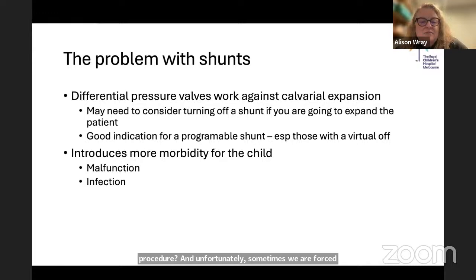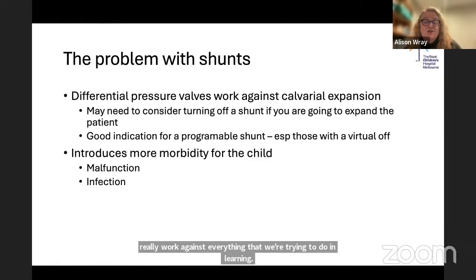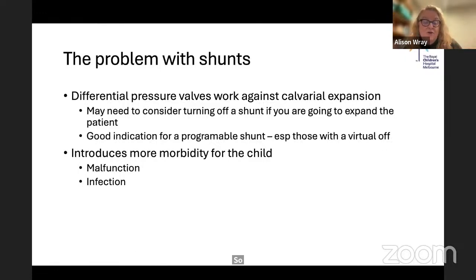So why have I said miserable things about shunts, and why am I very negative about shunts? The main reason is that differential pressure valves really work against everything that we're trying to do in craniosynostosis surgery. So mostly what we're trying to do is expand the calvarium, particularly in syndromic cases. And what a shunt does is that it has negative pressures that work against the positive forces that we need to actually expand out the skull.